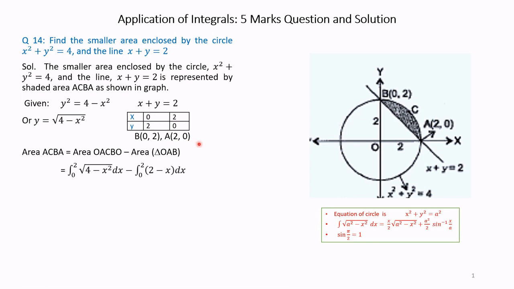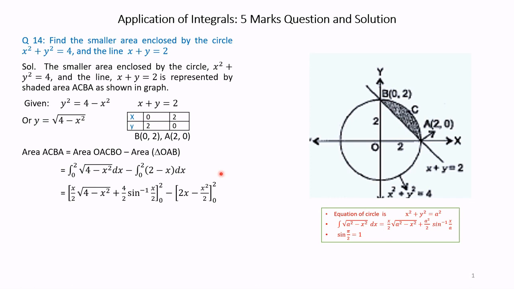Therefore, the area ACBA equals, we have to first calculate the quarter of the circle in quadrant 1, that is OACBO, minus the triangle area OABO. This is the triangle you have to subtract. First you calculate the quadrant of the circle and then you subtract the triangle. You will get the required area.